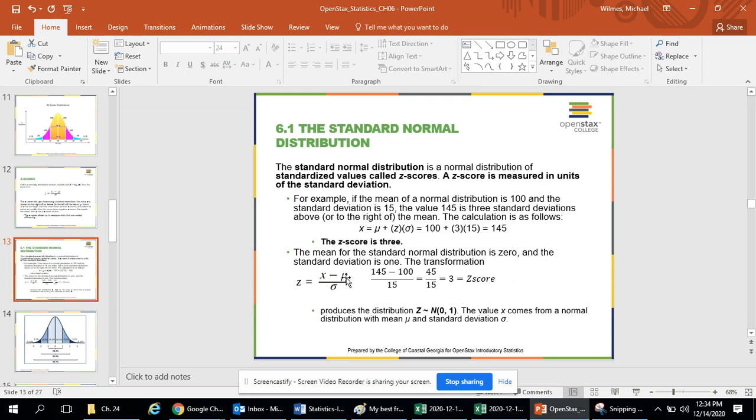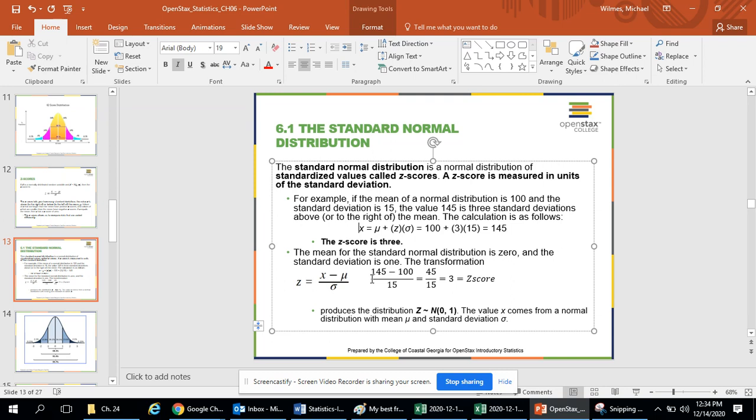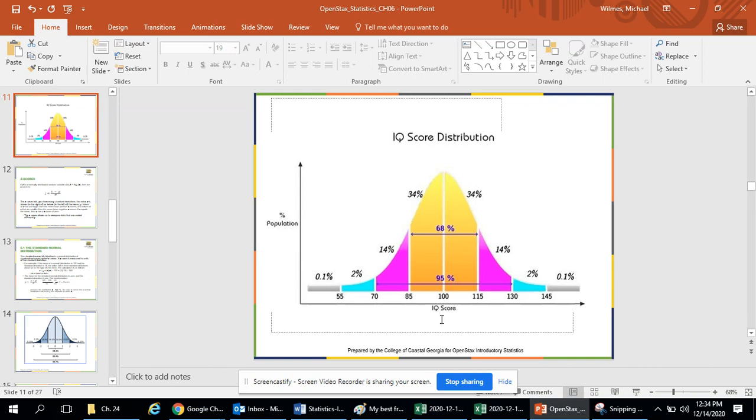Mu is the average or the mean. So that's 100 in this problem. And then this sigma, lowercase sigma, stands for standard deviation. So I plug 15 in for the standard deviation because they tell us here standard deviation is 15. So I get 45 divided by 15, so 3. So this is a z-score of 3. And if I go back and look at this graph, so using z-scores, this would be a z-score of 3 because it's 3 standard deviations above the mean.